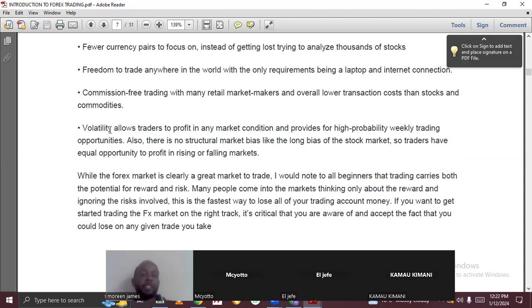The other very, very important thing is volatility. The most important reason why you want to join this business is because there's always a lot of volatility, especially the Euro USD, 80%, it's always moving. So you can always buy, sell, and make a profit. Volatility allows traders to profit in any market condition and provides high probability weekly trading opportunities. Remember, our work is weekly. Every week we need to know, did we make a profit or did we make a loss? And of course, make a withdrawal, go treat yourself.